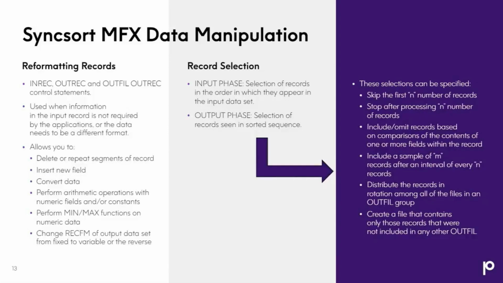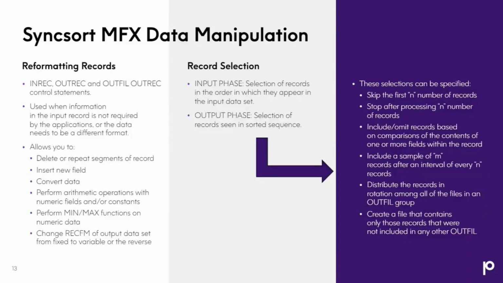When we focus on reformatting records, records can be reformatted with the INREC, the OUTREC, and the OUTFILE/OUTREC control statements. This is useful when all the information in the input record is not required by the following applications, or the data needs to be a different format. So the following can be accomplished with these types of operations. You can delete or repeat segments of a record. You can insert a new field, like creating a sequence number, or either inserting a current date or date function using the current date as the base. And you can insert a constant.